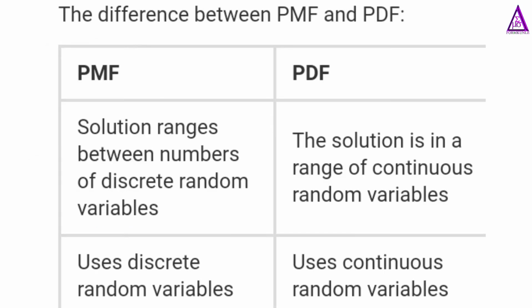The difference between PMF and PDF. 1. Under PMF, the solution ranges over the numbers of discrete random variables, while under PDF, the solution is in a range of continuous random variables. 2. PMF uses a discrete random variable, while PDF uses a continuous random variable.